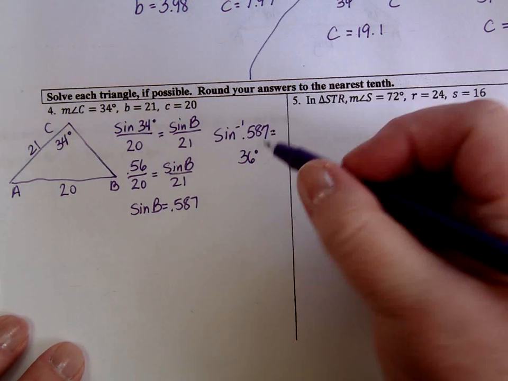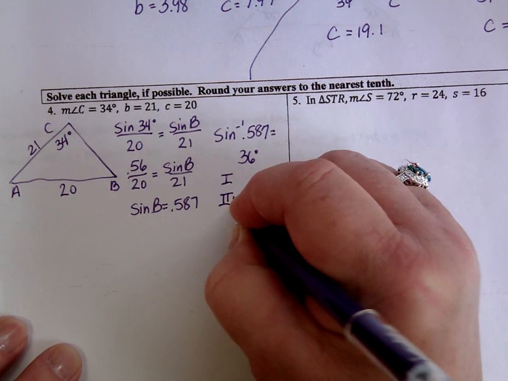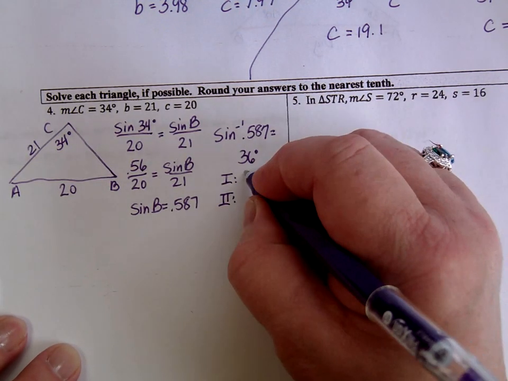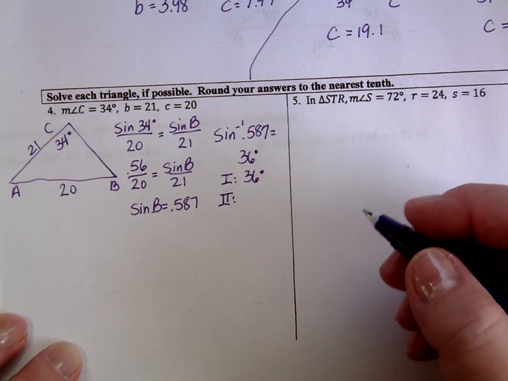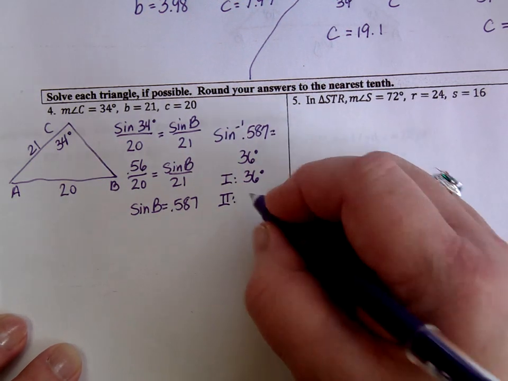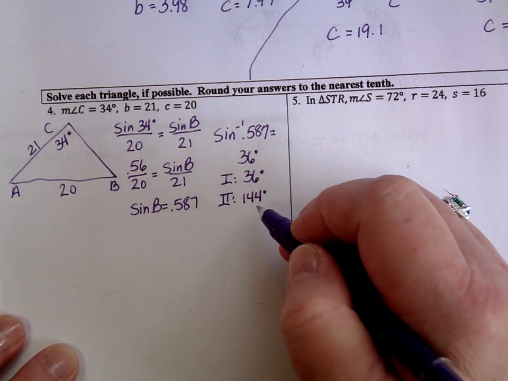That's the reference angle. It can be in the first quadrant or the second quadrant. Let's figure that out. In the first quadrant, it is 36, the same as the reference angle. And in the second quadrant, I'm going to subtract that from 180. It gives me 144 degrees. 180 minus 36 is 144.